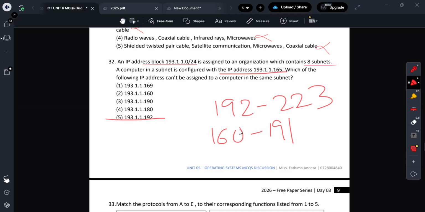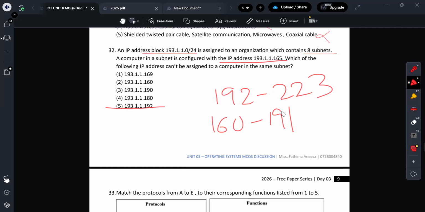Don't get confused. When you're doing the subnetting part, each range you get is 32, no? When you do subnetting, subnet 1, subnet 2, like that. In subnet 6, the range you get is 160 to 191. Now see all these options. 169 is subnet 6, 160 subnet 6, 190 subnet 6, 180 subnet 6. But 192 is a different subnet. So it starts the next block. Clear? So that one you cannot assign to a computer. It is the network address of the next subnet, like that. Okay, so if you're getting confused also, don't worry, in the next session we'll clear it out.